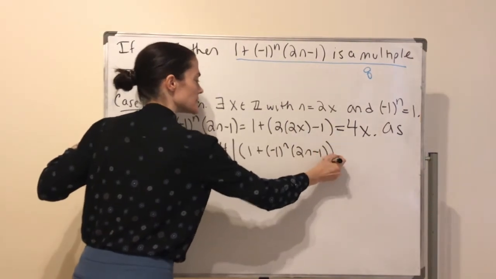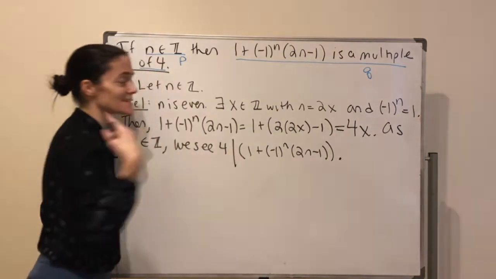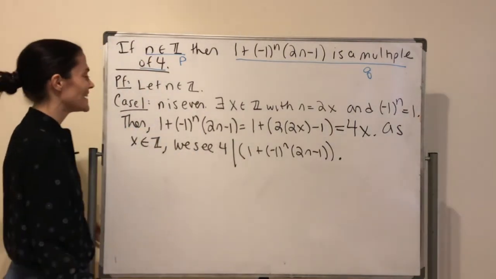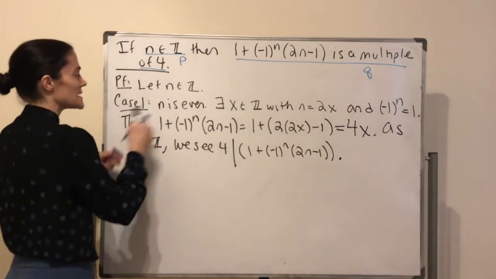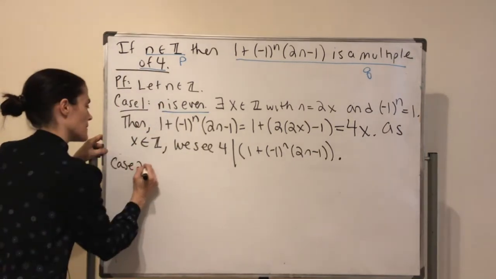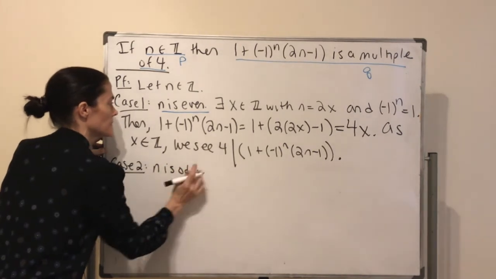And this is exactly what I want to show. That means that this expression here is a multiple of 4. Case 1 is done. We have shown the case where n is even. Case 2, n is odd.